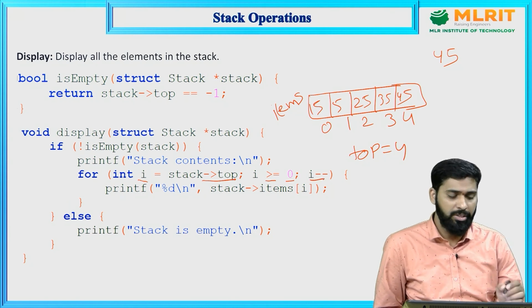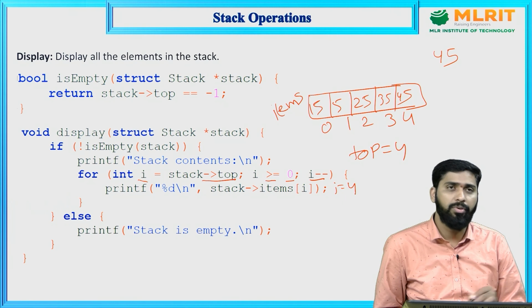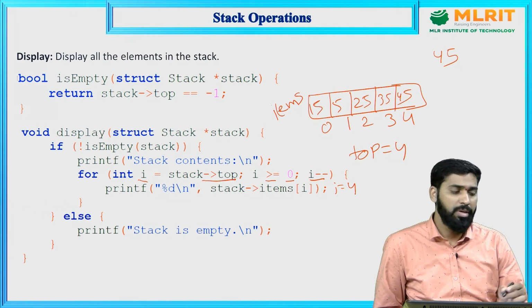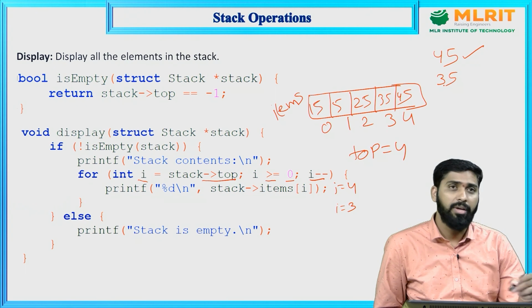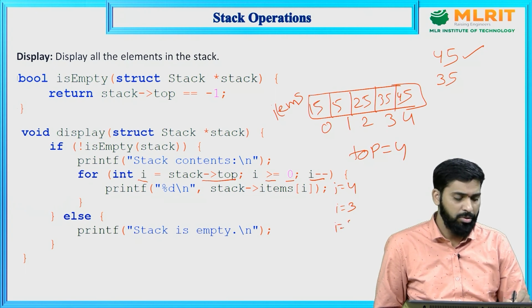In first iteration, what is the I value? I value equals 4, so items of I is 45. In next iteration, I minus minus, so it becomes I equals 3.